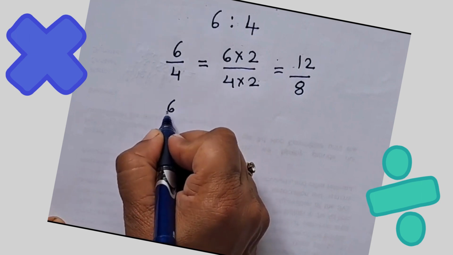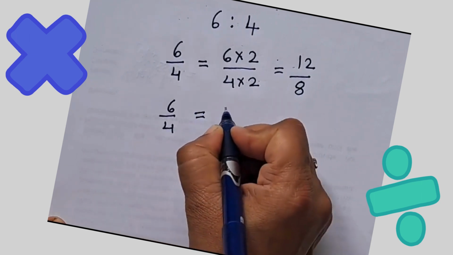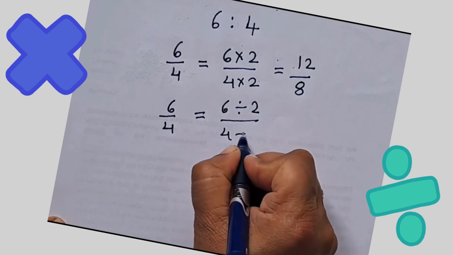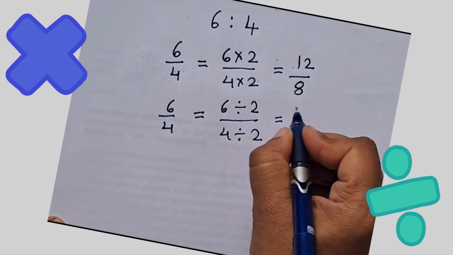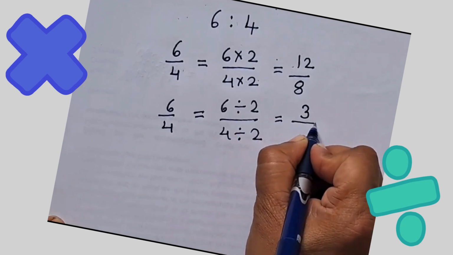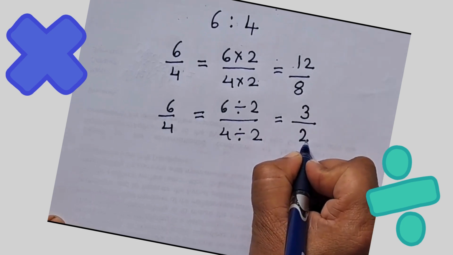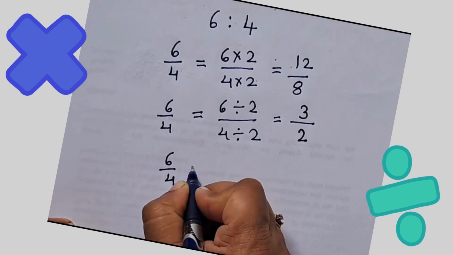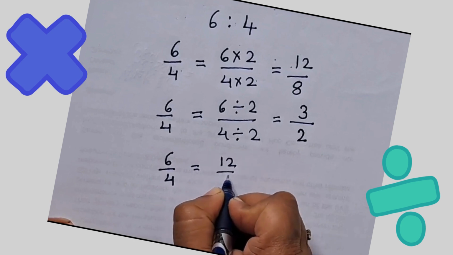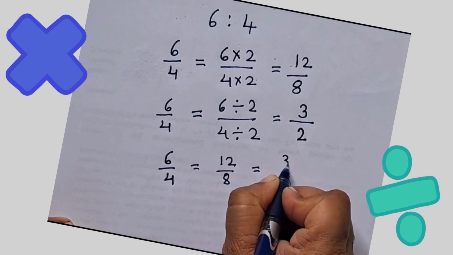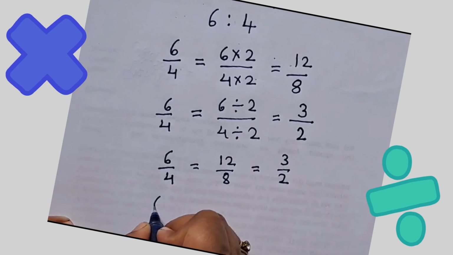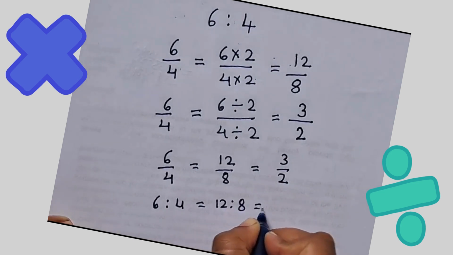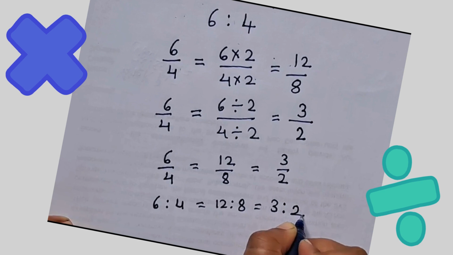Now let's try dividing numerator and denominator by the same number. 6 divided by 2 and 4 divided by 2. When you divide 6 by 2, you'll get 3. When you divide 4 by 2, you'll get 2. So now the equivalent fractions of 6 by 4 are 12 by 8, 3 by 2, or equivalent ratios of 6 is to 4 are 12 is to 8 and 3 is to 2.